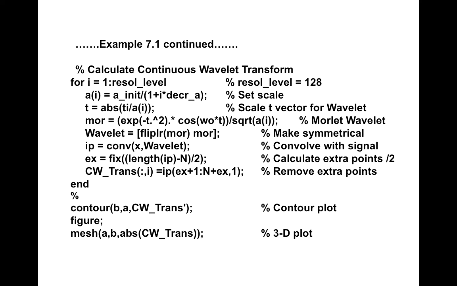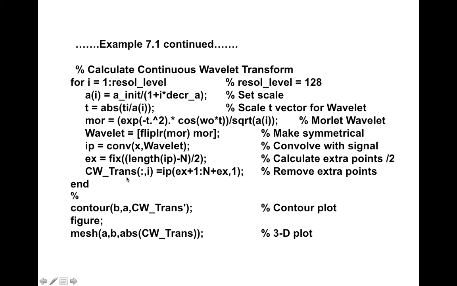So you have to remove those extra points and divide the length by 2 so that you can get the unique part of the convolution. And so then the wavelet transform is given here, and the extra points are removed.